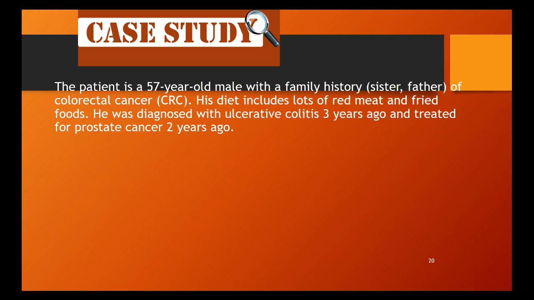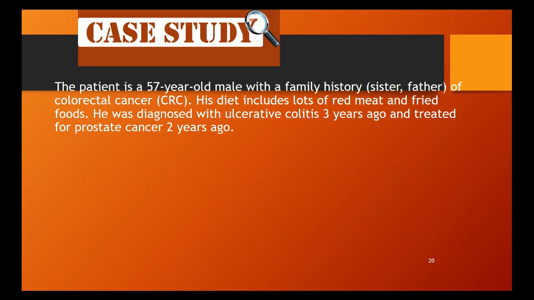Let's look at another one. The patient is a 57-year-old male with a family history. So if we remember already, when we start thinking about colorectal cancer, 57 is typically when they get diagnosed, I mean, in their 50s, right? Now, 70-year-old was for the gastric cancers. So keep that in mind as we're breaking this apart.